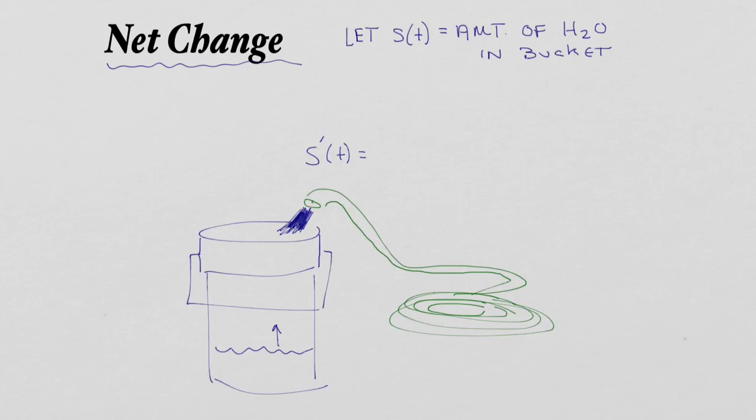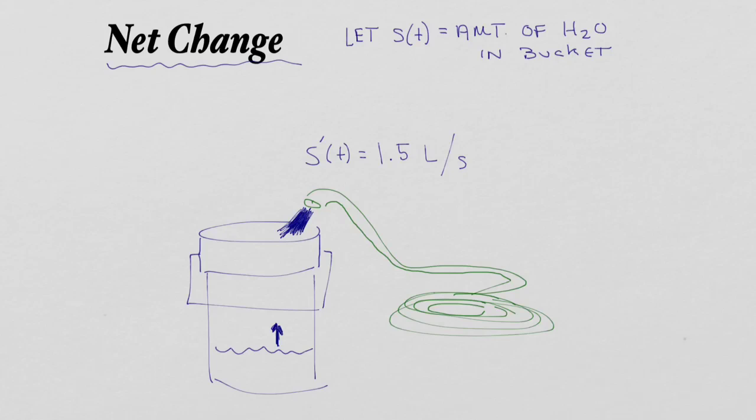the bucket. Let's pretend that we know that the water from the hose is flowing in at a constant rate, and therefore the water height in the bucket is increasing at a constant rate. And let's say that that rate is 1.5 liters per second.